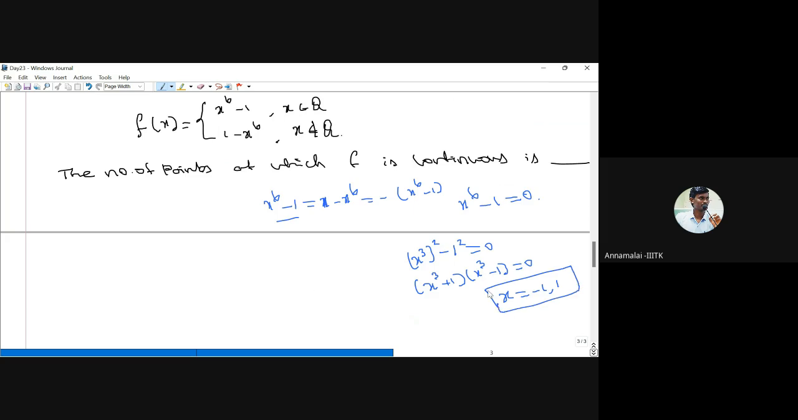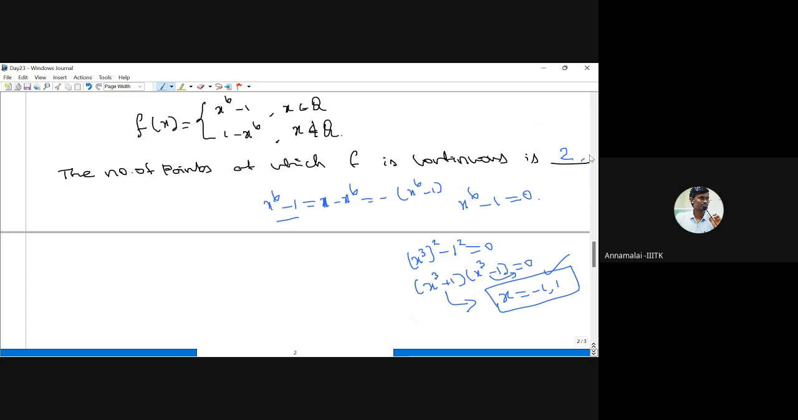So in the first polynomial you get minus 1 as a root. In the second one you get 1 as a real root. All other roots are complex. Therefore, only for real numbers 1 and minus 1 is the function continuous. So the number of points at which f is continuous is 2, only 1 and minus 1. Okay. You just have to equate these two numbers and then solve for x. You will get the answer.